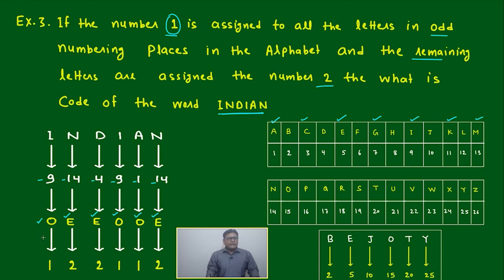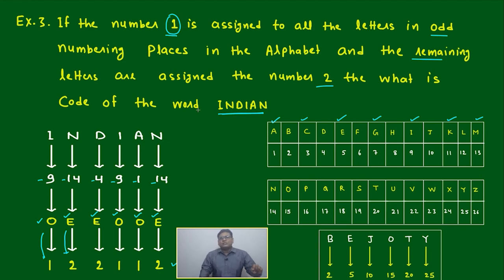Odd will be assigned 1 and even will be assigned 2. We just follow the instruction given in the question. It will become 1, 2, 2, 1, 1, 2. Means Indian we can write as 1, 2, 2, 1, 1, 2 in this language. Indian represents 1, 2, 2, 1, 1, 2.